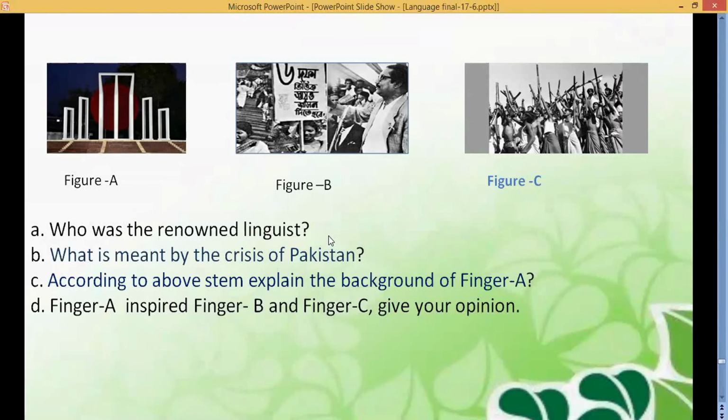Cadets, on the screen, you can see a question for you. Here is a stem, figure number 1, figure number 2, and figure number 3. Cadets, there are 4 questions for you.